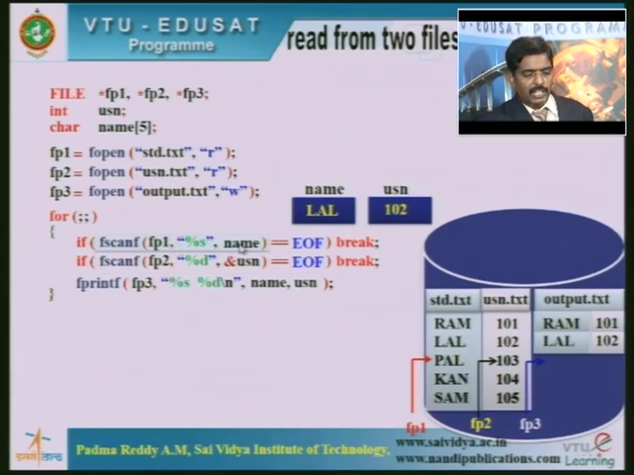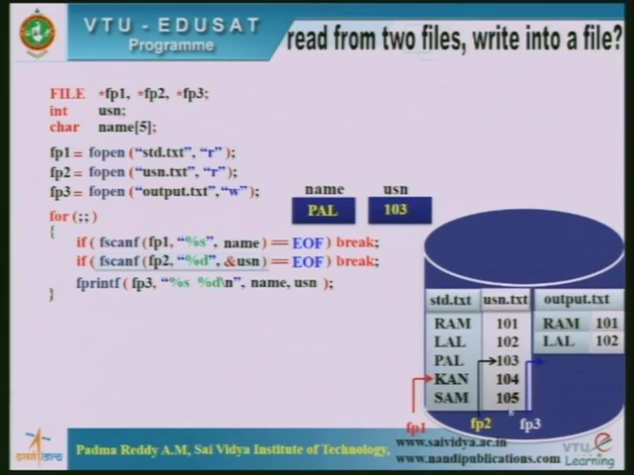If we execute this fscanf, from where are we going to read the name? fp1. What is fp1? Paul. Paul is read from our file and copied into the name field. Automatically the pointer, which was earlier pointing to this, now points to the next name. What is the next statement to be executed? fscanf here. We have to read from fp2. fp2 points to 103, and 103 is copied into usn. After that, automatically this pointer points to the next one.